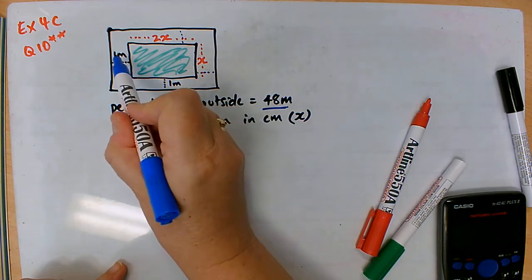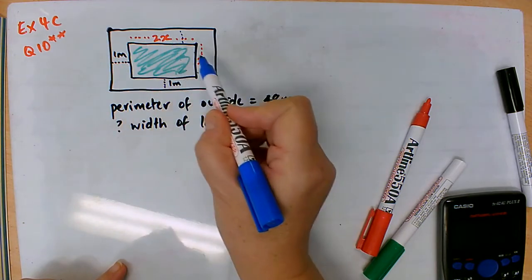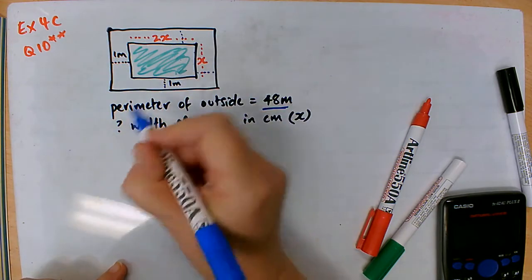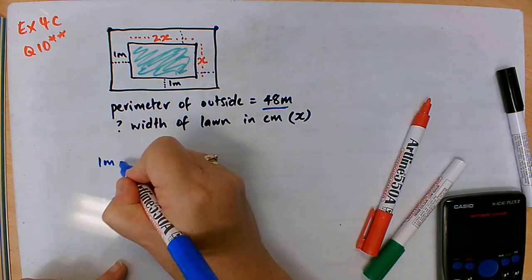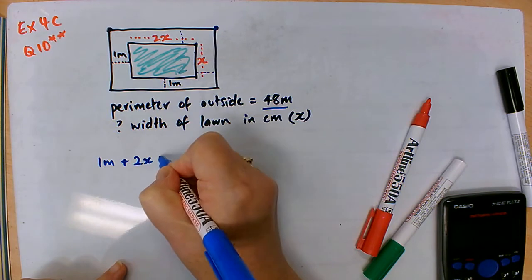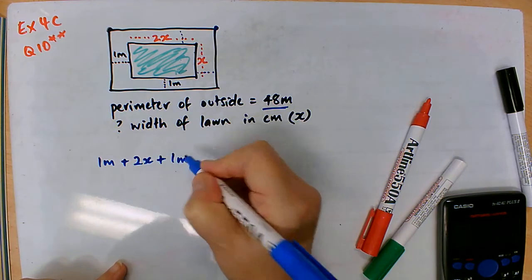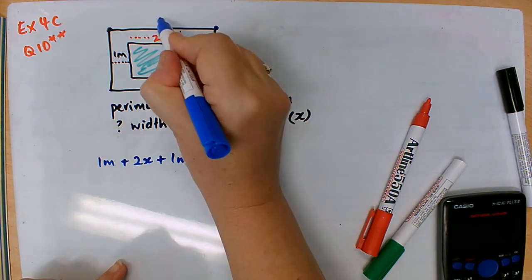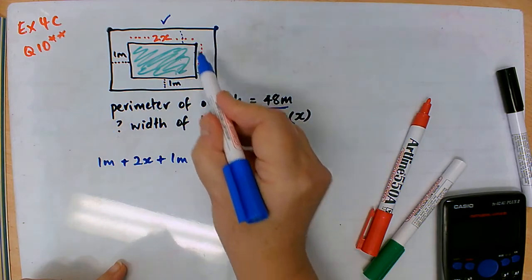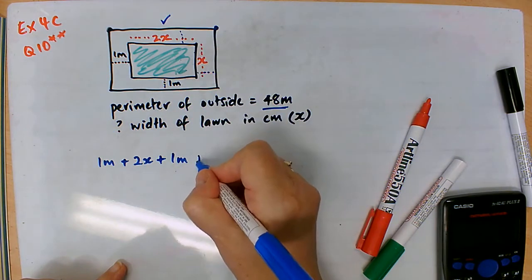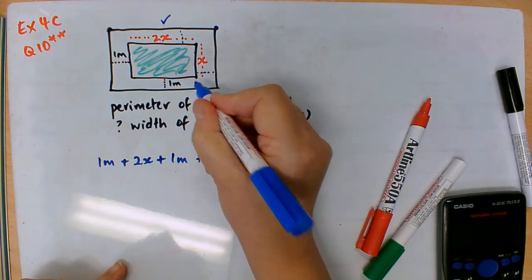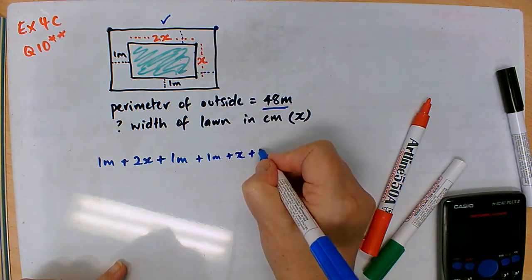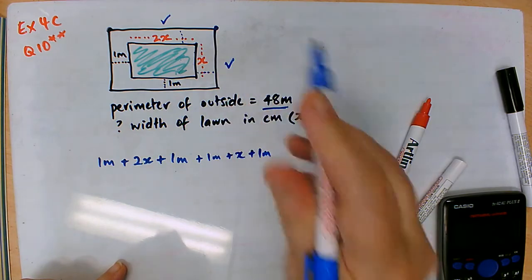And I'm going to say it's 1 metre plus 2x plus 1 metre to get to here. So 1 metre plus 2x plus 1 metre. Now I'm going to go down, so we've done that side. Now I'm going down here. I've got my 1 metre plus my x plus my 1 metre. And now I've done that.